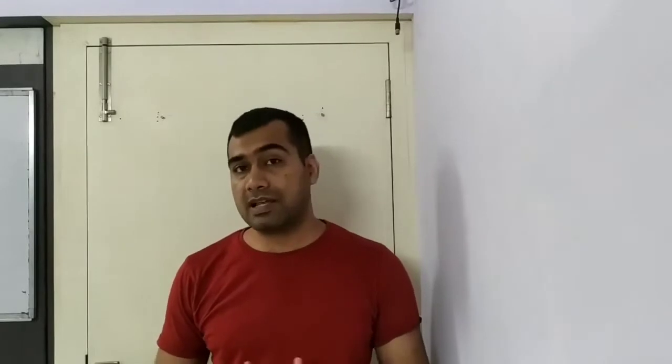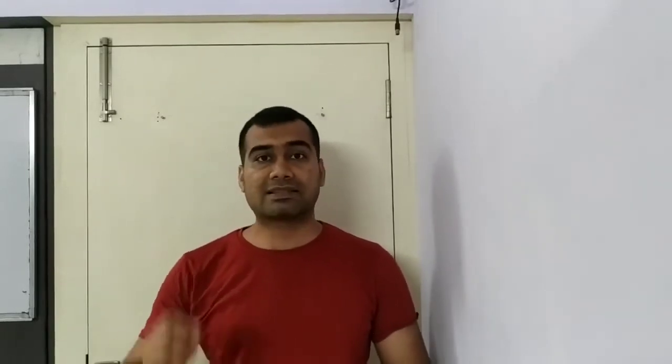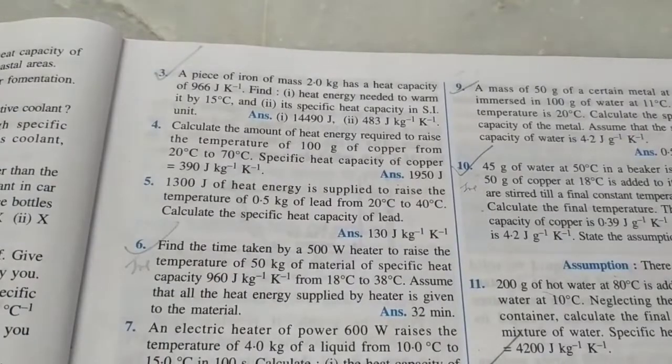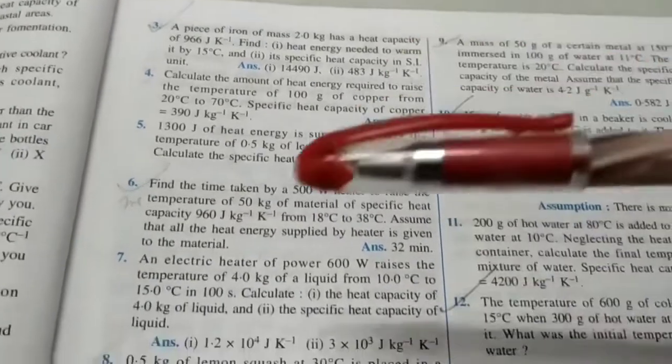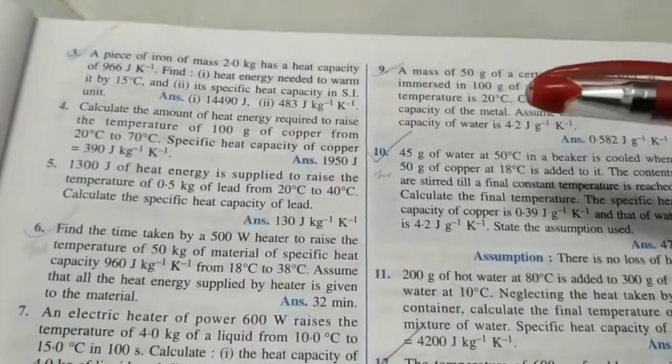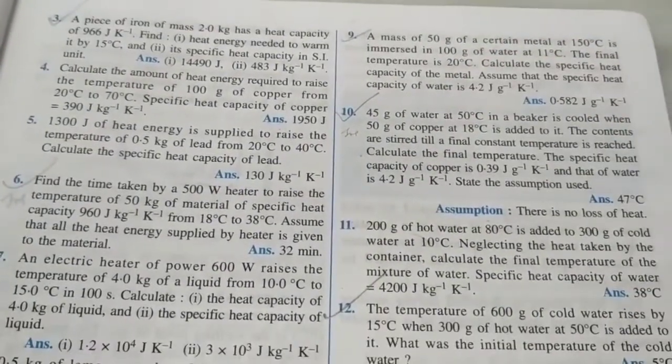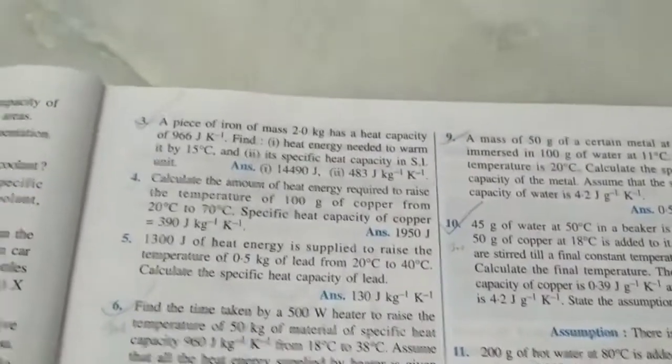Study 10th Standard ICSE Physics, Chapter 11, Calorimetry, Exercise A, Numericals. These numericals are based on the principle of calorimetry. Mark the following sums as IMP, the 6th, the 10th, these two sums. Let's start with the third sum.